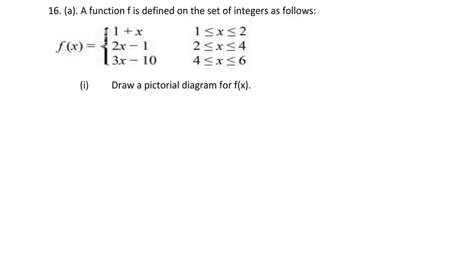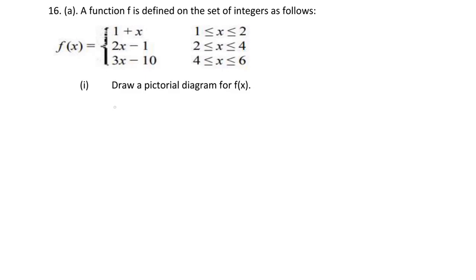Question number 16, part A. A function f is defined on the set of integers as follows. So we've been given several values of function of x there. For Roman 1, we are supposed to draw a pictorial diagram for function of x. Okay, so this is the step function problem. To draw the function, we need to draw the functions given one at a time in the same plane.